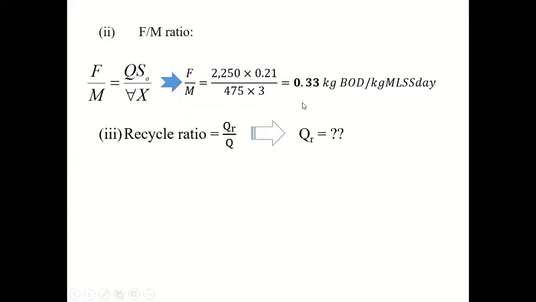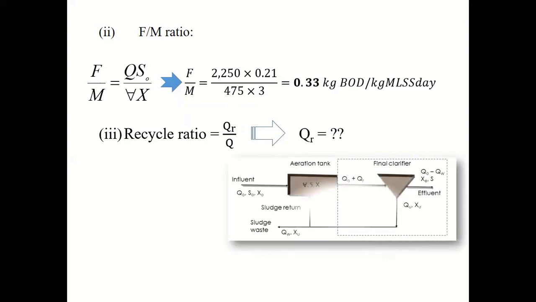The recycling ratio is QR over Q, but how much is QR? We know Q, but how much is QR? If you go to the lecture notes, I don't know which slide, but it is mentioned in the slide about the mass balance around the final clarifier. There is an equation for QR, and this equation is derived from other equations, so it's not something new.